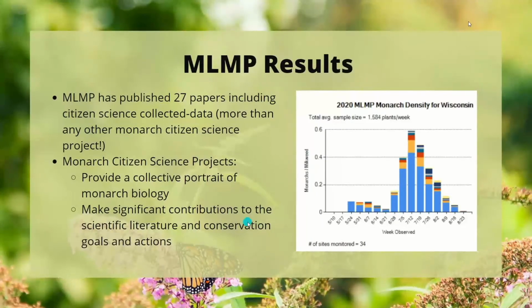So just to really drive home that this data is very valuable and we do use it. MLMP, our group, has published 27 peer-reviewed papers that include citizen science collected data. And we're really proud that this is more than any other Monarch citizen science project. Though I know it's not a competition, it's not a race, it's all helpful.